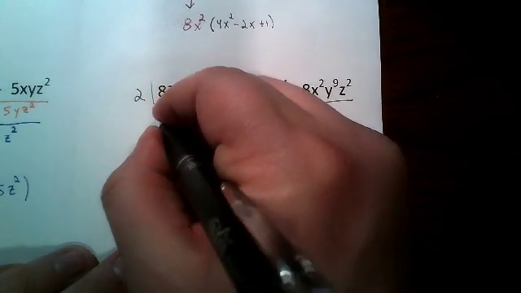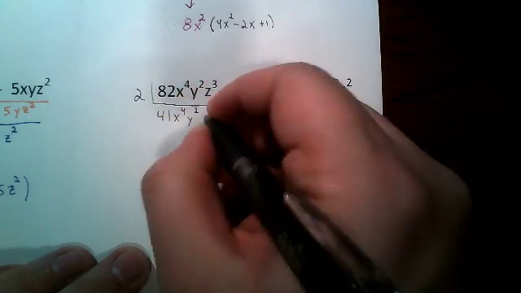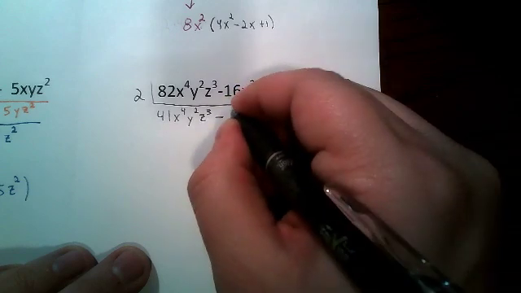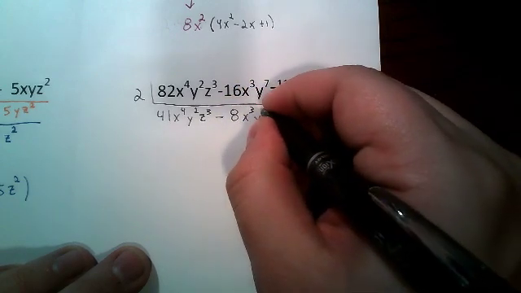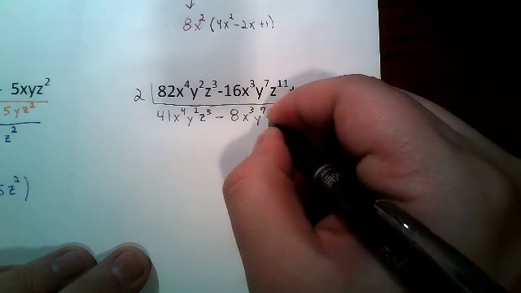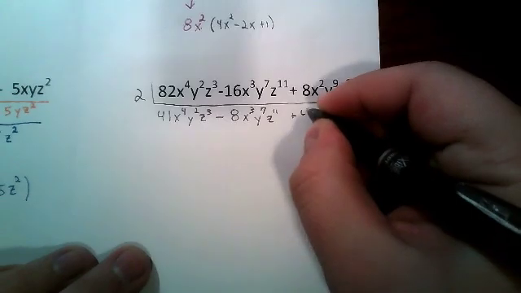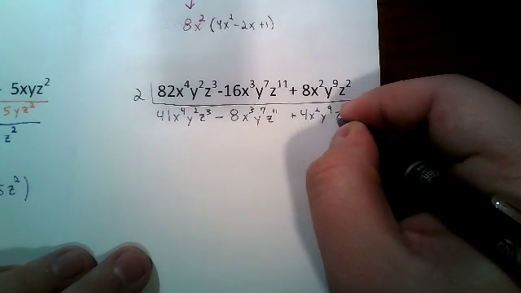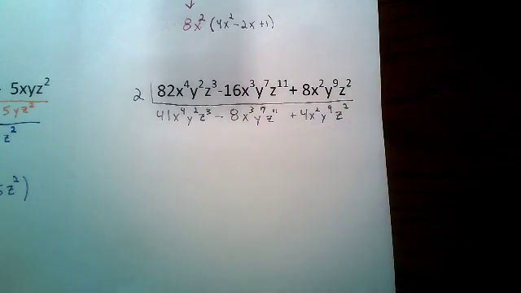41 x to the fourth y squared z cubed minus 8 x cubed y to the 7th z to the 11th plus 4 x squared y to the 9th z squared. And that's all I can take out for a number.